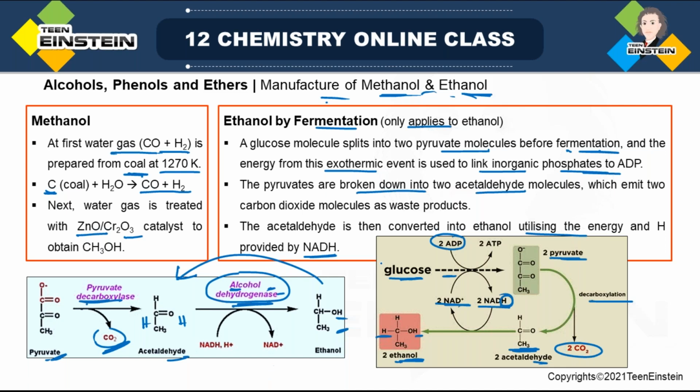Fine. So remember, in ethanol manufacturing by fermentation, starting from glucose, there is involvement of pyruvate in the first step, then there is formation of acetaldehyde, and finally it is the desired molecule, which is ethanol.